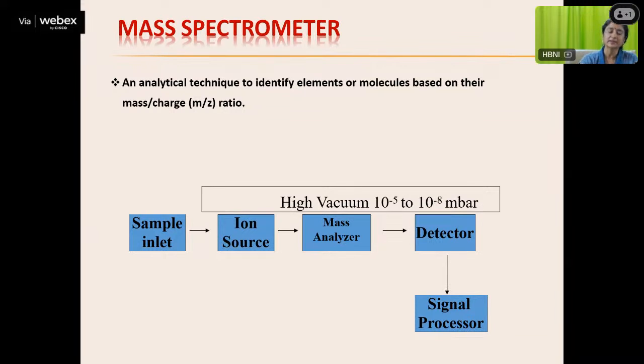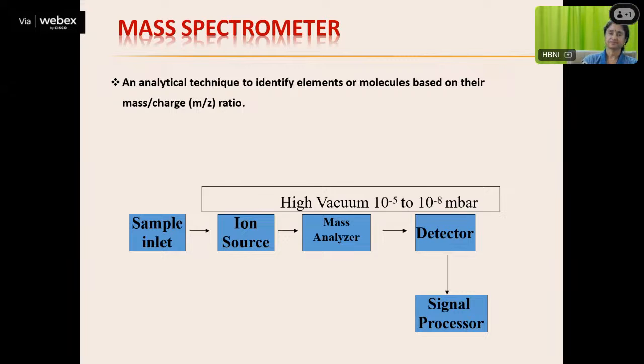Now coming to the mass spectrometer. Here you are not measuring photons, either absorbed or emitted photons, but you are measuring the masses themselves. As you know, mass is also an identifying factor for any element. For sodium, the mass is 23; for magnesium, it is 24. Different elements have different masses, therefore mass can act as a basis for identifying and quantifying these elements. Mass spectrometry is an analytical technique to identify elements or molecules based on their m/z ratio.